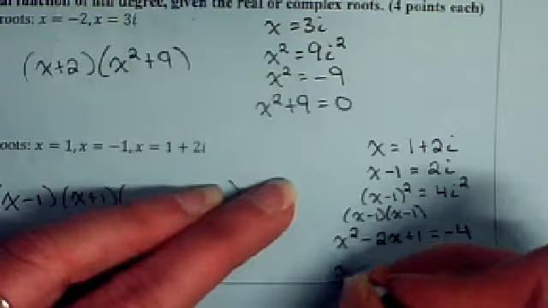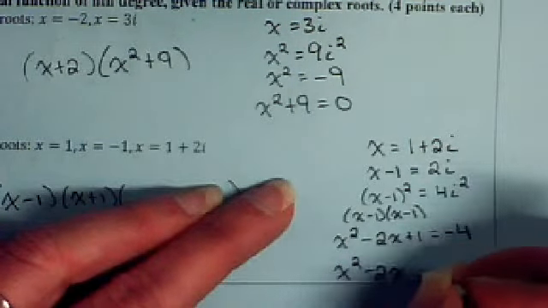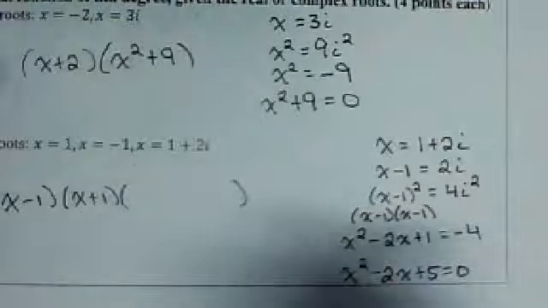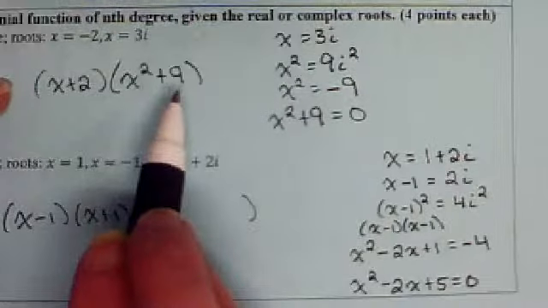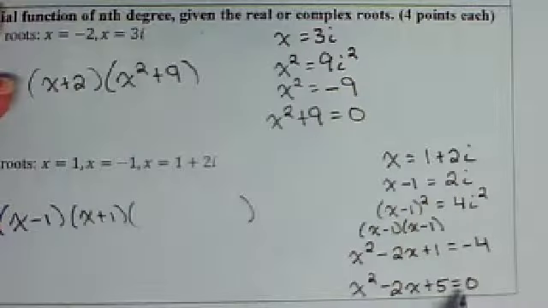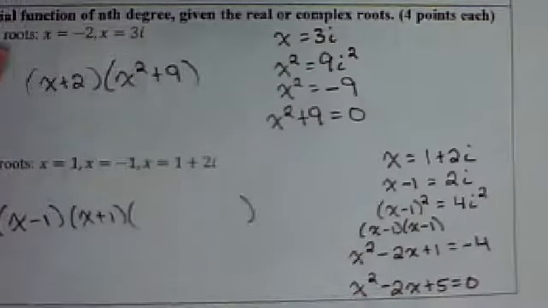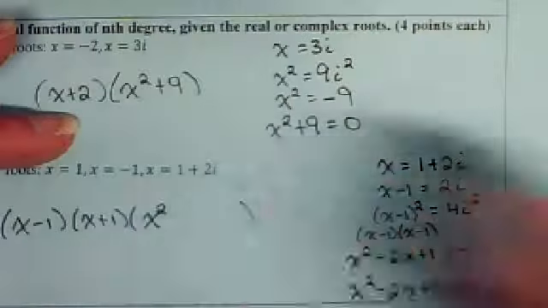Now I'm going to get everything on one side and set it equal to 0. Why? Because when we're solving for roots, we take that and set it equal to 0 as our first step. So when we're working backwards, it's going to be our last step.